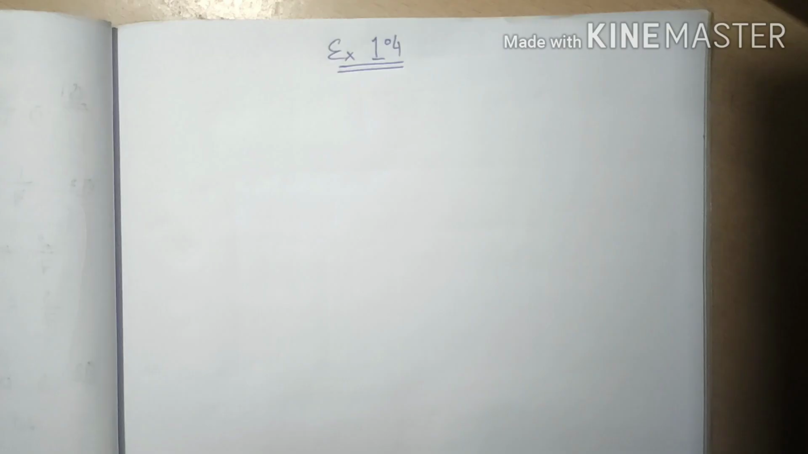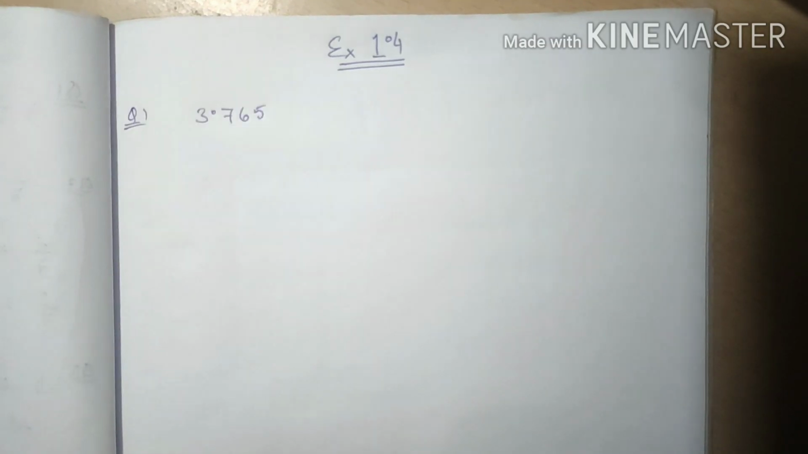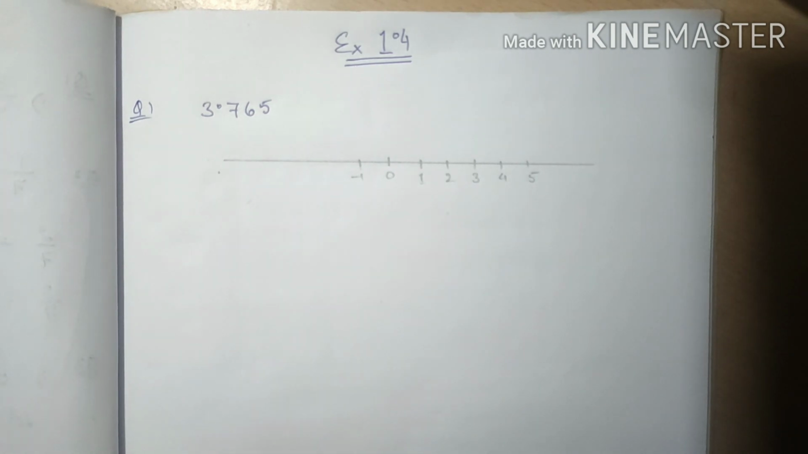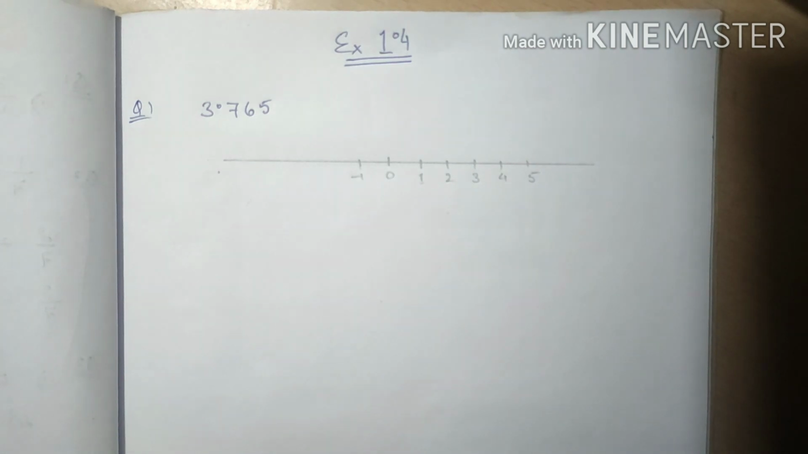Thank you. Let us complete exercise number 1.4 here. Question number 1 is visualizing this number on the number line by successive magnification. So always remember, you have to start with the normal number line, as we have been studying from class 6, and always remember these gaps should be equal. If they are not equal, your answer is totally wrong.